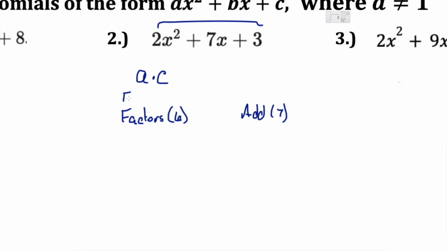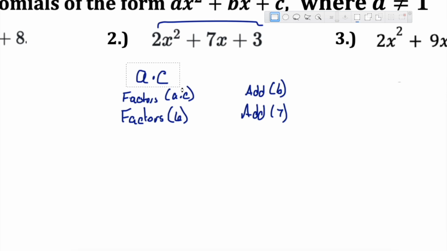So in general with these problems we take the factors of a times c that add to our b term, when we have the form ax squared plus bx plus c. So what are the factors of 6 that add up to 7? Well, 1 and 6. We have 1 and 6, 2 and 3, and that's it. So it's 1 and 6 that add up to 7.